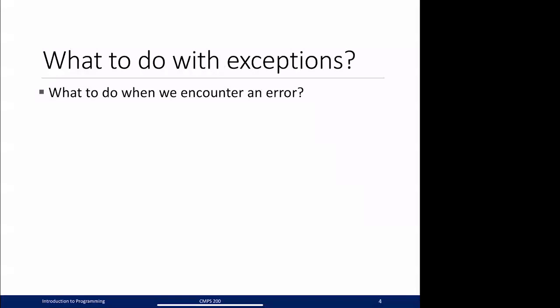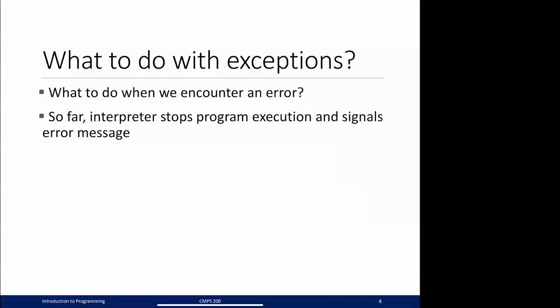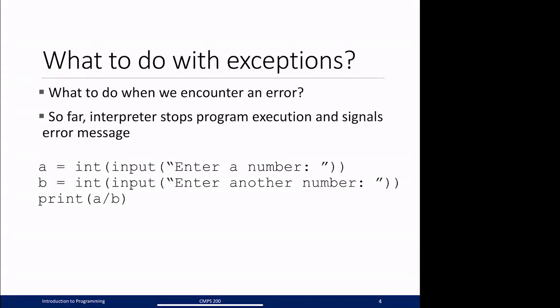Okay, so what to do with exceptions? So far, what we've been doing with exceptions is the interpreter would stop executing the program and signal an error message. We'll see an example of this in a second. Here's an example. I have 3 lines of code in this program. I'm defining 2 variables, A and B, and the job is to read 2 numbers from the user. So I'm using input, and then I'm casting whatever the user inputs into an integer. And I'm saying print A over B.